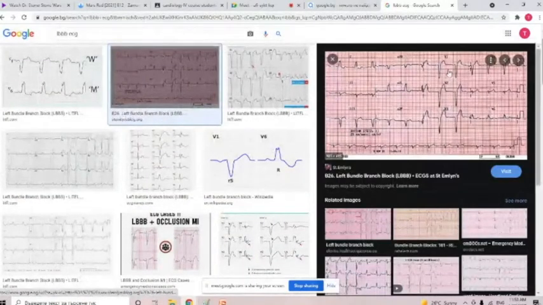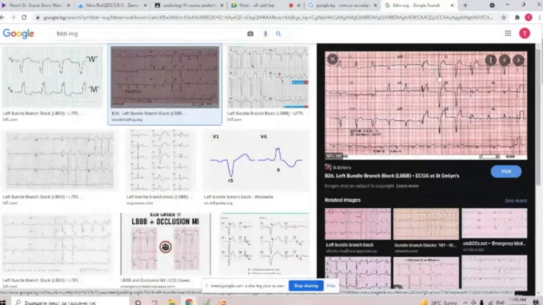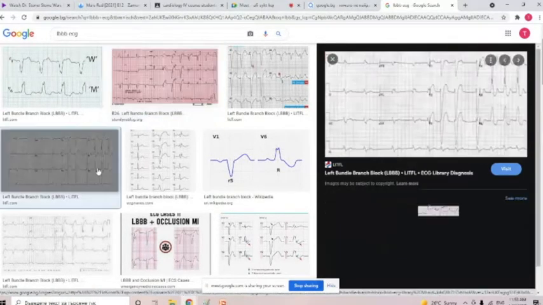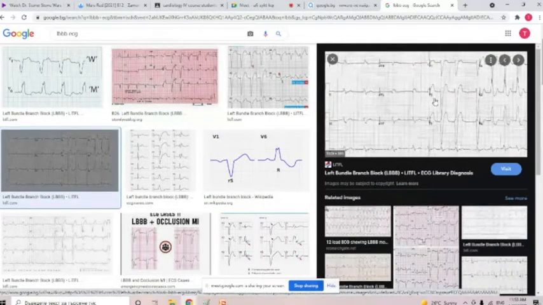So you have a Q wave here, and you have an M-shaped QRS here in V6. Do you see it? As it is here, you have almost a Q wave and then a positive, M-shaped complex. There's slight notching here on the downsloping part of the QRS complex.